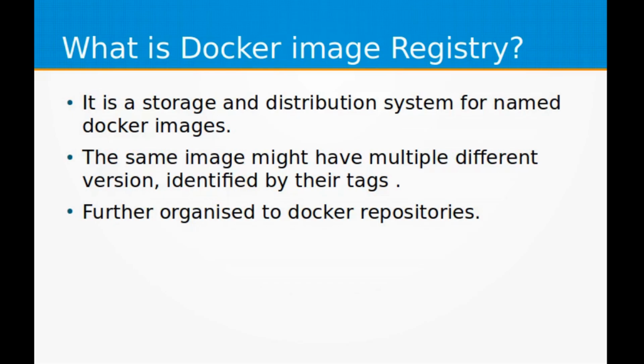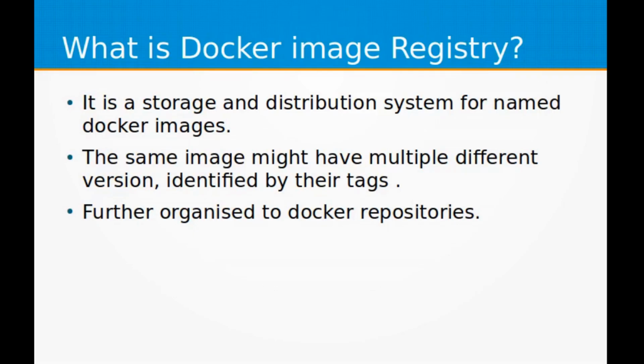which is Docker Image Registry. So what is Docker Image Registry? It is a storage and distribution system for the named Docker images. These images might have multiple different versions identified by their tags, and they're further organized into Docker repositories.